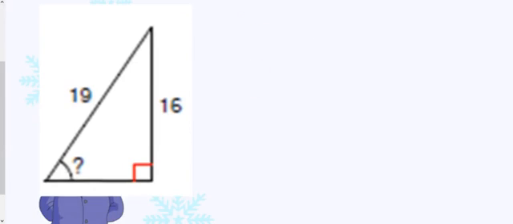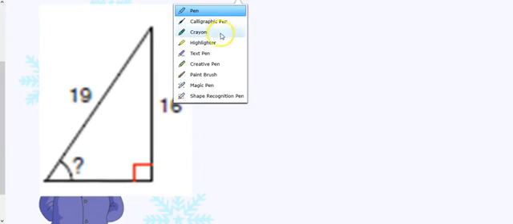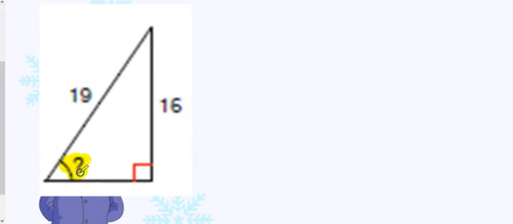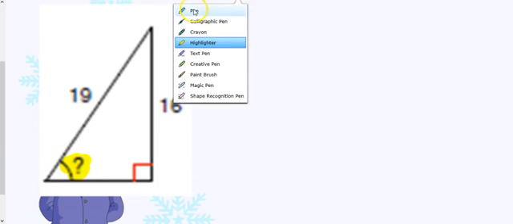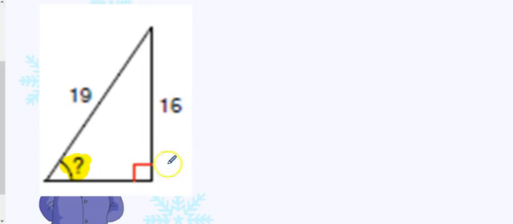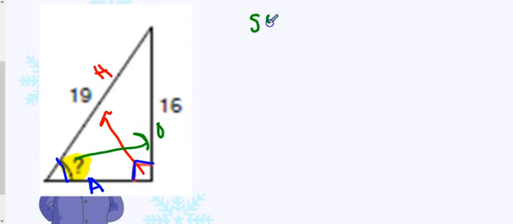All right, let's try again. So we've got our given angle, or our reference angle, and across from our right angle is H. Between our given angle and our right angle is A. And across from our reference angle is O. I'm going to write out SOHCAHTOA.